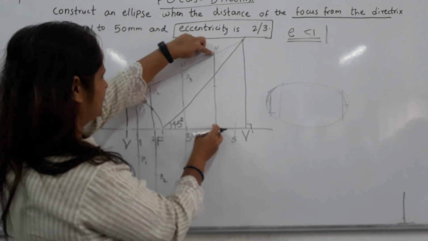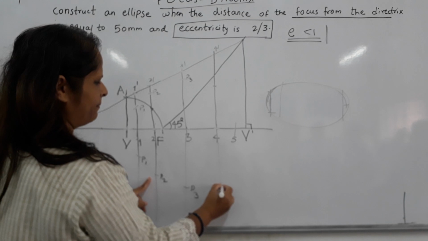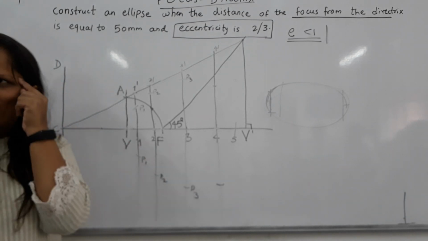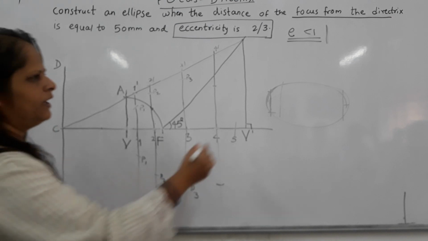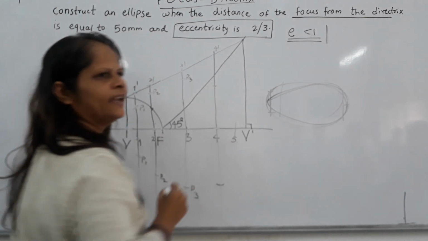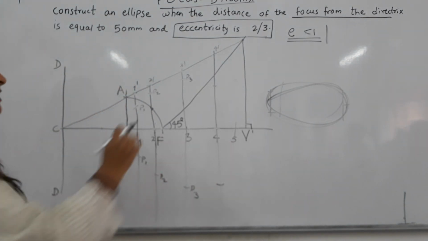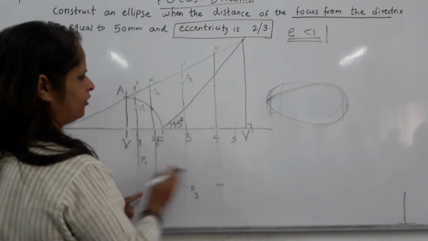Take the 4 to 4 dash distance, keep it on F and cut the arc. It should come right here where your P2 is. If you use your mind a little like this, you will get the accurate answer. Otherwise many times we have observed that someone's curve turns out like this, someone else's turns out different. So to avoid this, you always check whether our points are on the same line.